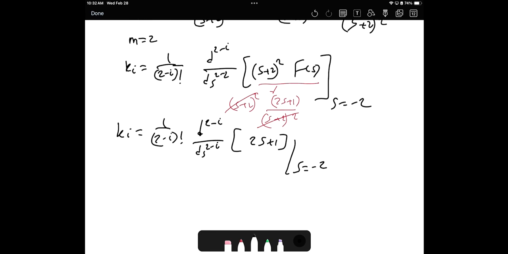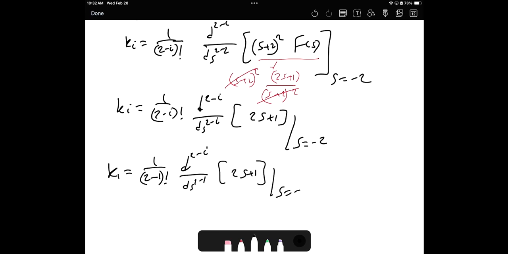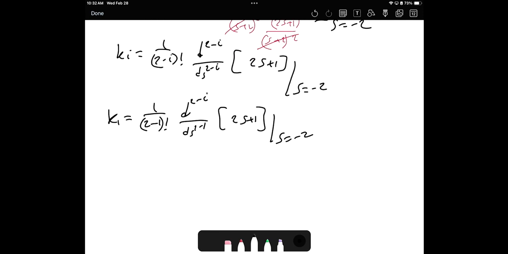Now, I'm ready to find k1 and k2. k1 will be 1 over (2 minus 1) factorial, substituting i as 1, times the derivative of order 2 minus 1 with respect to s of 2s plus 1, evaluated at s equal to negative 2. 1 over 1 factorial will be 1, because 1 factorial is 1. Then it will be the first derivative of 2s plus 1, substituted when s equals negative 2. The derivative of 2s plus 1: 2s gives 2, 1 gives 0, so it will be only 2.